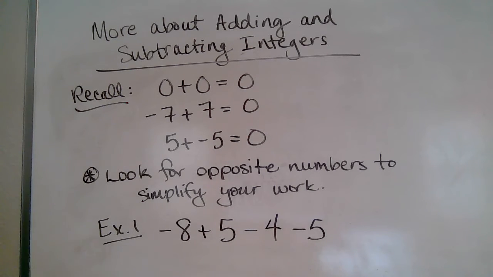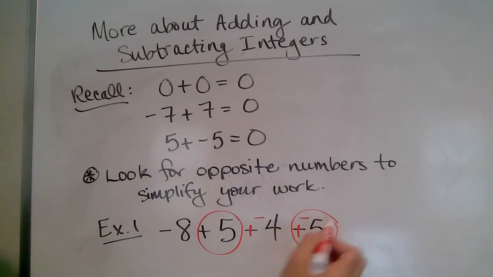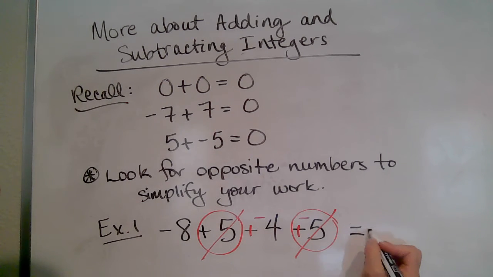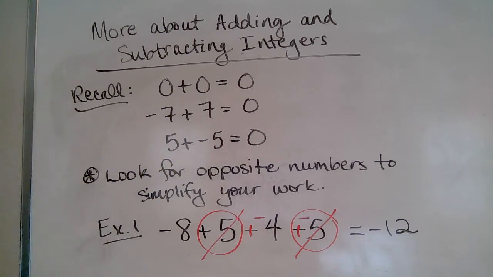You could just work from left to right here, but if you notice that we have a positive 5, and over here, if we add the opposite to change our subtractions to addition, we have a negative 5. Positive 5, negative 5 equals 0. So what we have left now is negative 8 plus negative 4. That's you borrow $8, you borrow 4 more. Now you owe 12. So that's a negative 12. So look for opposite values to help you simplify more complex problems.